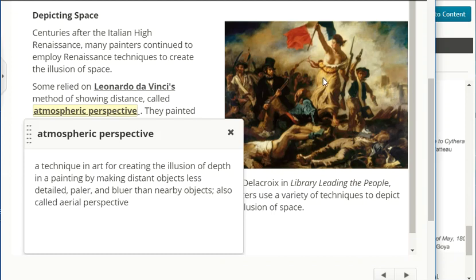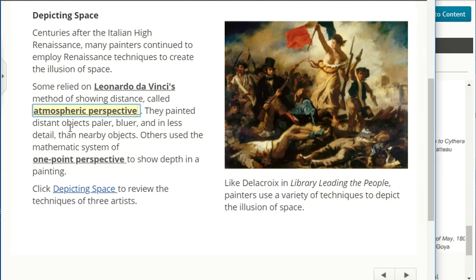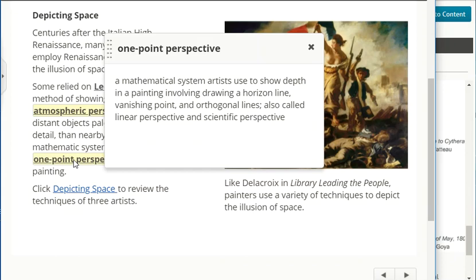Look, it's subtly blue back there than the nearby objects, and it's also called aerial perspective. They painted distant objects paler, bluer, and in less detail than nearby objects. Others used the mathematical system of one-point perspective to show depth.